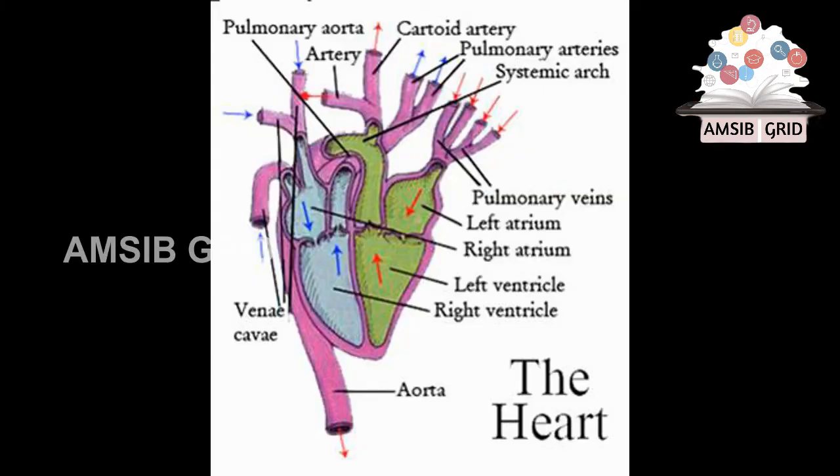Birds, like mammals, have a four-chambered heart, two atria and two ventricles, with complete separation of oxygenated and deoxygenated blood. The right ventricle pumps blood to the lungs, while the left ventricle pumps blood to the rest of the body.